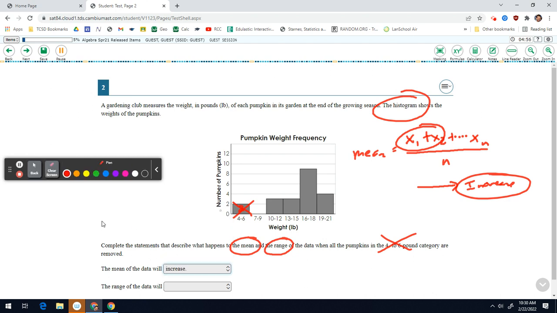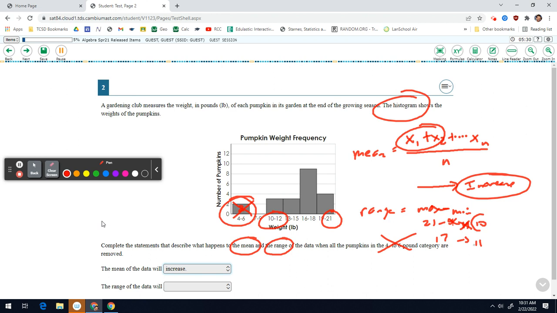Now, the range is the maximum value minus the minimum. It's a minus sign. So again, if we take away these two pumpkins, our minimum is no longer 4. Now our minimum is going to be 10. So if the maximum is 21 and you subtract 4, that's 17. But now if you get rid of that 4 and change it to a 10, 21 minus 10 is now going to be 11.